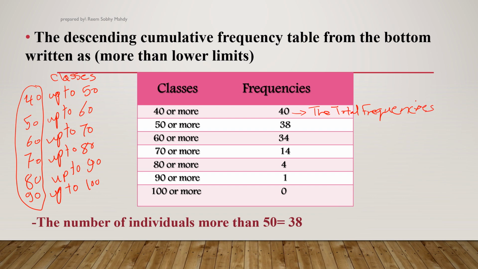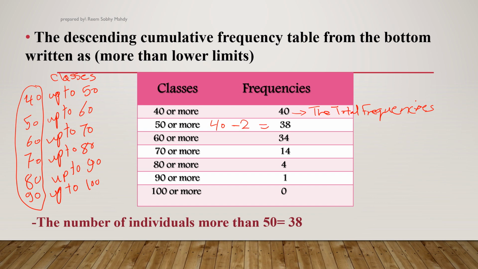This is against the ascending cumulative frequency table, as the first class in the ascending cumulative table starts with 0 and ends with the total frequencies. In the descending cumulative table, we start with the total frequencies and end with 0. For the second class, 50 or more, this means total frequencies 40 minus the frequency of the first class, which is 2, and this equals 38.